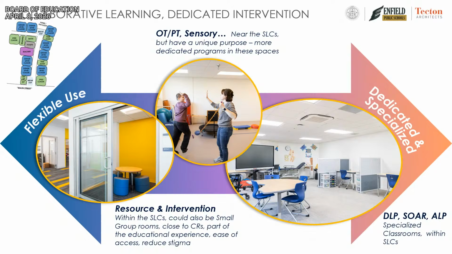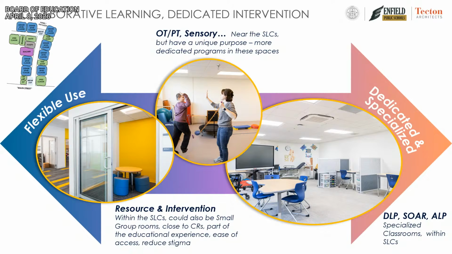So when we think about these spaces that are collaborative, we have some of those, but we also have some really specialized dedicated spaces. That is the spectrum that's before you on the screen. We have areas of flexible use that can be small group rooms, resource rooms, or intervention rooms in those small learning communities to really maximize the value of those spaces and offer that flexibility within the learning environment to set you up for years to come. But then we have spaces like OTPT and sensory that have specialized equipment or specialized needs, and those are areas that can be centralized within the building, designed and purpose-built for those specific pieces.